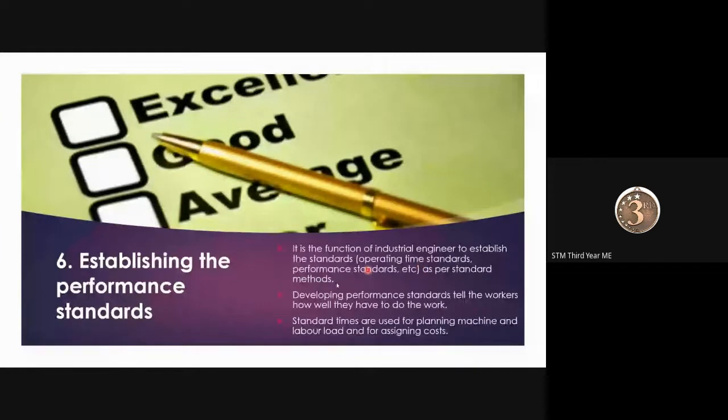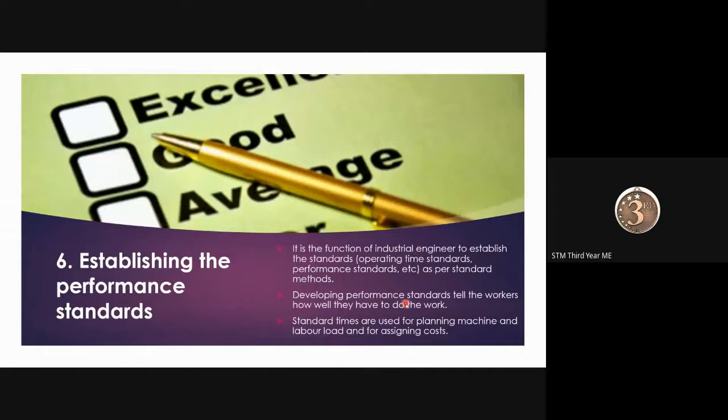All work has some performance standards, and depending upon those standards only, the work is being done. So it is the function of the industrial engineer to ensure that these standards are kept, or to ensure the performance of the work, machine, the production quality, etc. These are being checked by the industrial engineer.